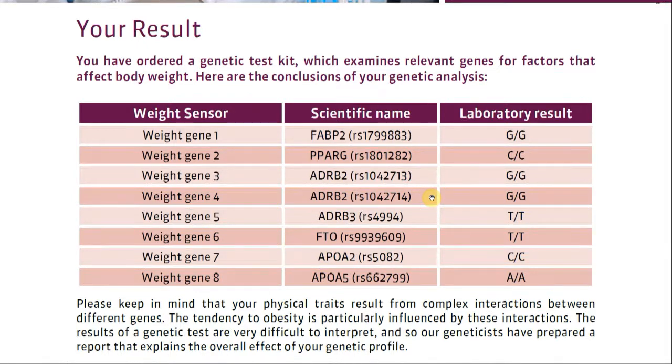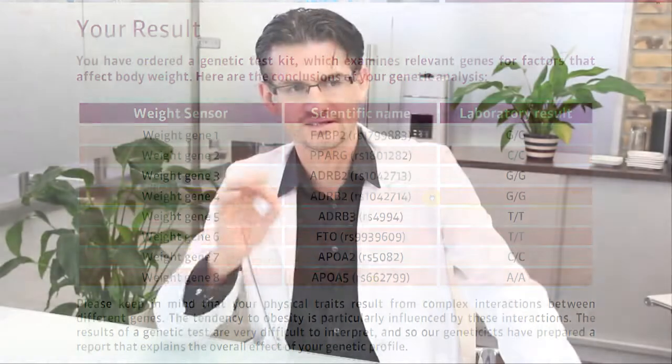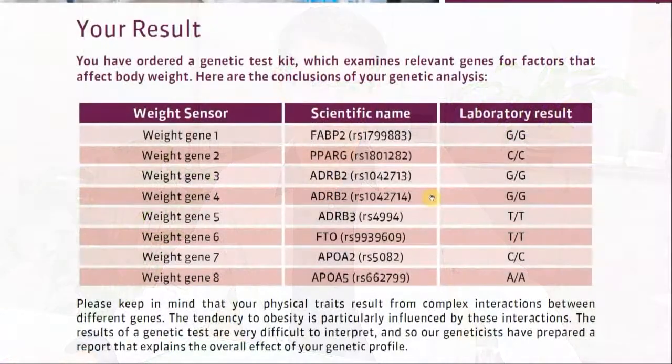And these RS numbers, you can see it as a kind of catalog number which uniquely identifies this one genetic variation that we're testing. And this here is your laboratory result, and that's unique for you. So other people will have a different result here. And basically what it means, of this particular gene, the FABP2 gene, every person has 2 copies, one from his or her father and one from his or her mother.